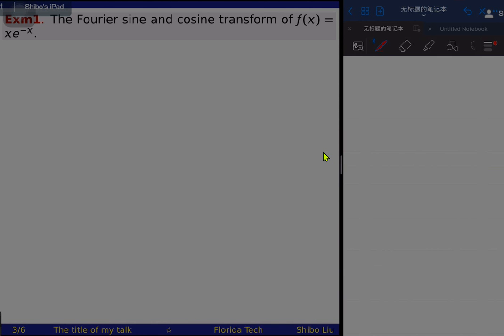In this video, I will demonstrate how to compute the Fourier sine and cosine transform of a particular function. That is this example: f(x) equals x minus x times e to the minus x. We are required to compute the Fourier sine and cosine transform of this function. So I will provide 4 methods to solve this problem.